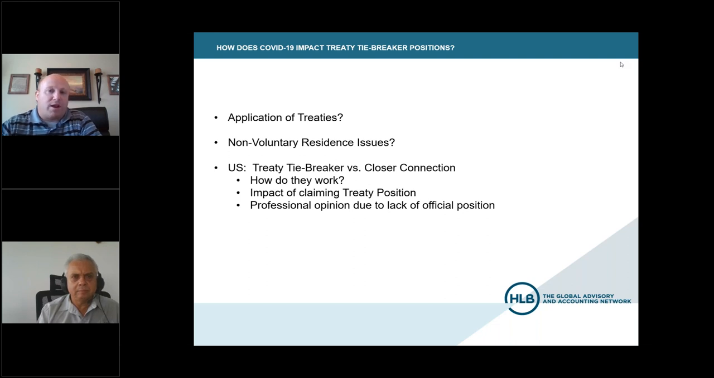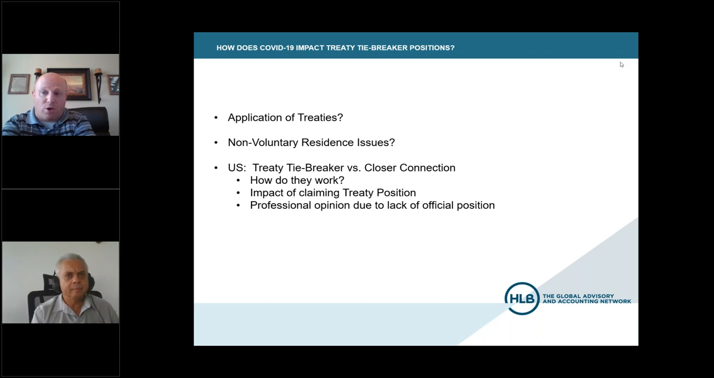One thing you have to be very careful of is when you file a treaty-based return, a lot of times you still have to file a tax return. So another thing I'm going to talk about with the U.S. is treaty tiebreaker versus closer connection, because this is really important. And Kimberly touched on it earlier about U.S. informational reporting.